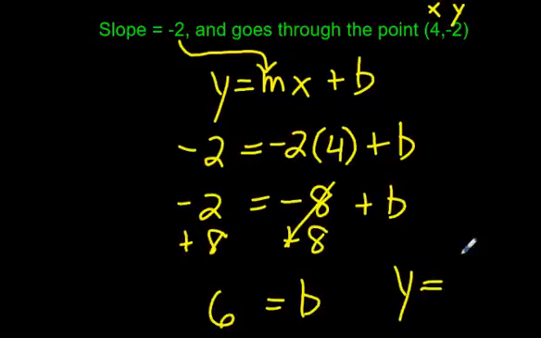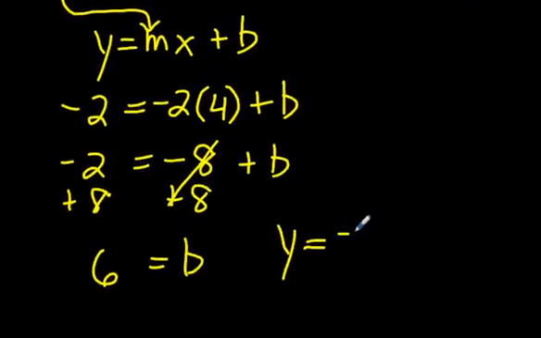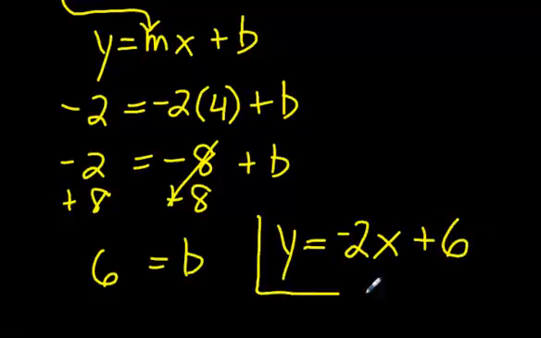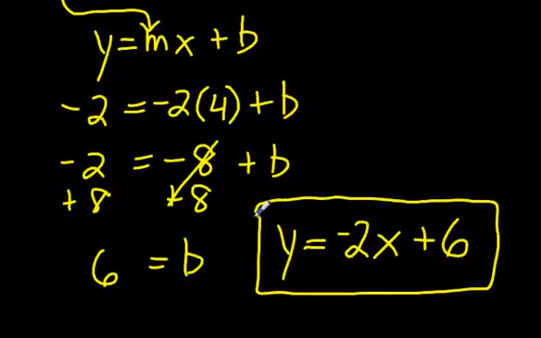Y equals, the slope is negative 2x, and the 6 is the y-intercept. We've just come up with the final answer here, folks. If we wanted to, we could graph this right now. But most importantly, we found the question that they were looking for. We found the equation. And the best and the easiest type of equation to put this into is in the slope-intercept form, which is y equals mx plus b.